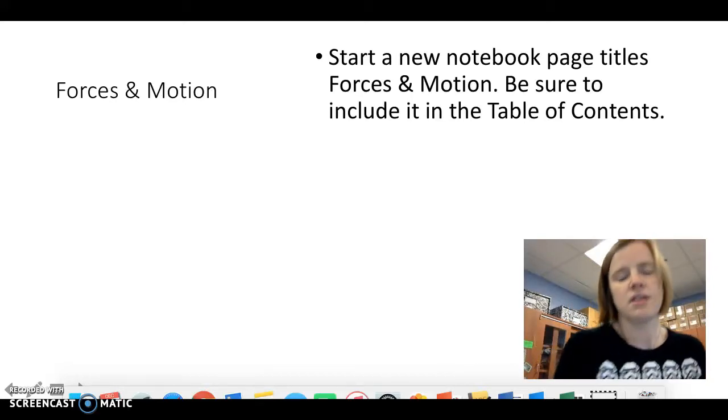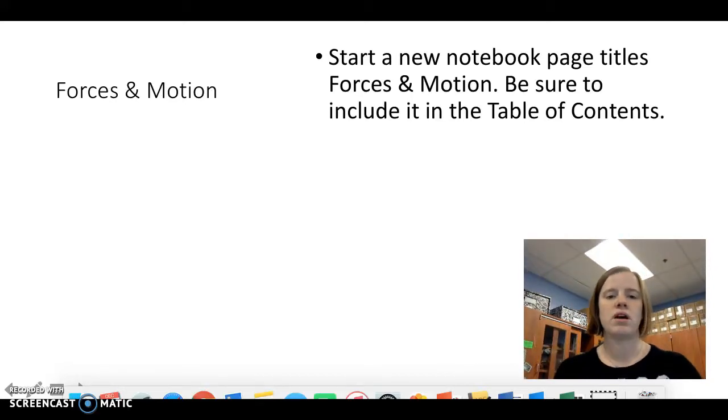Hey everybody! Today we're going to take some notes on forces in motion. It's not going to be a very long notebook session, but we do have a worksheet to do afterwards, and I want to send you over to Quizlet.